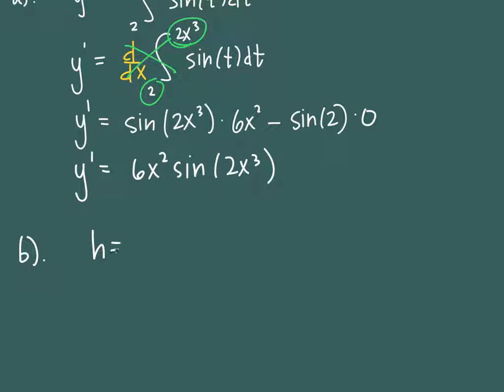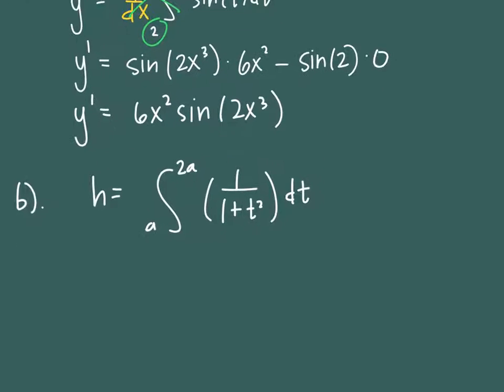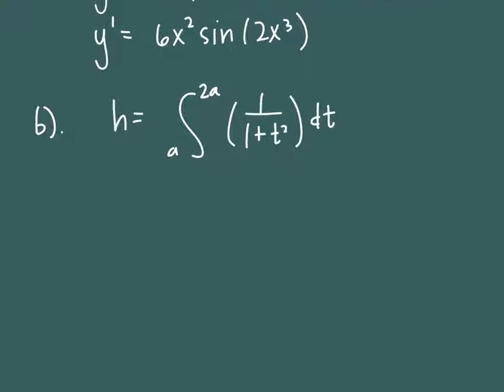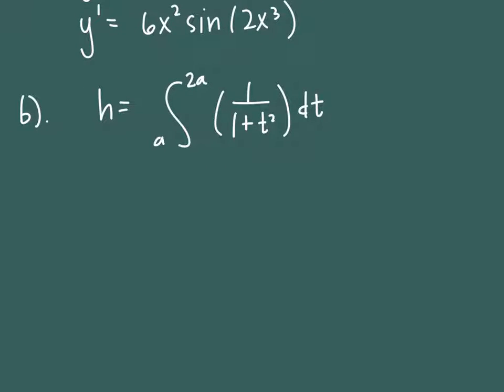Okay, h equals the integral from a to 2a of 1 over 1 plus t squared dt. Notice how the variables are irrelevant right now. Okay, the variables are irrelevant. I can use y's, I can use x's, I can use whatever. All right, if we're going to find the derivative of this, it would be h prime equals.